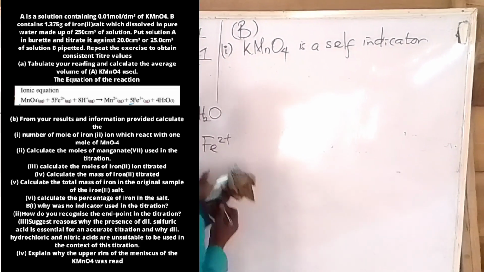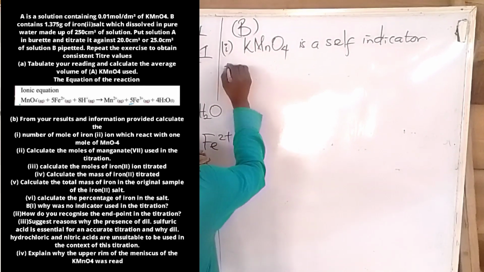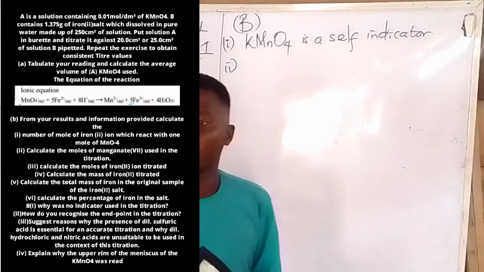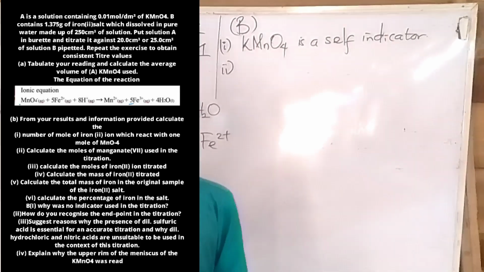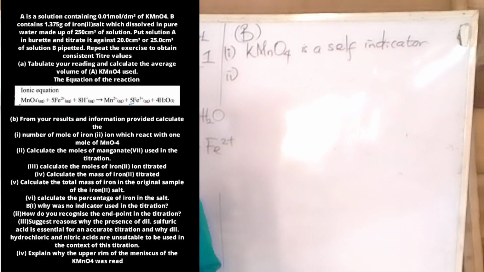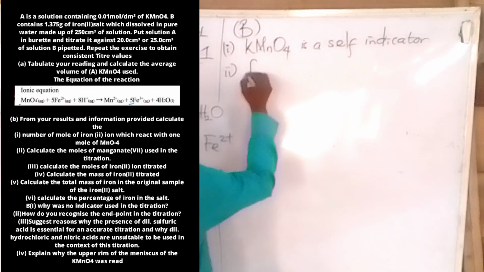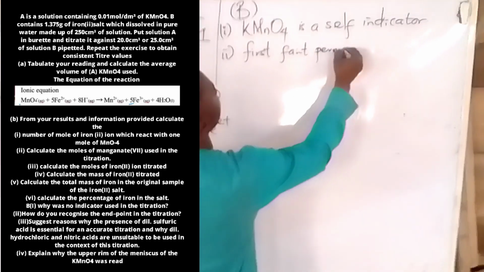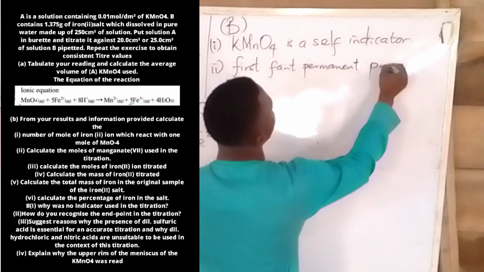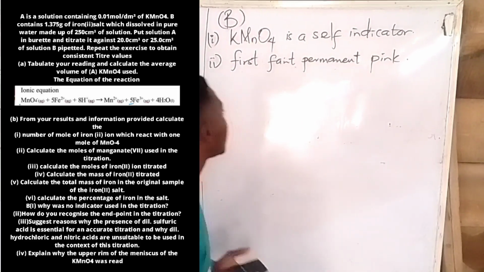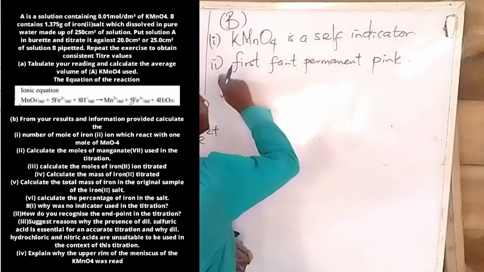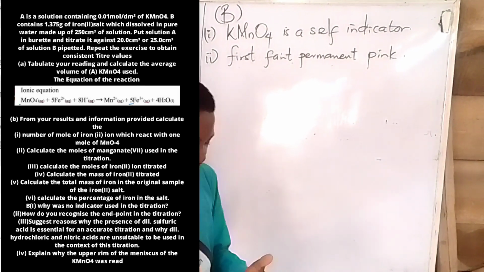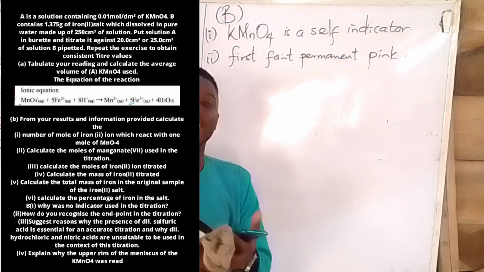The question, Roman figure 2 of that B, says, how do you recognize the end point of the titration? Immediately you see the first faint permanent pink. This is the color that will make you understand that we have gotten to the end point. The first faint permanent pink is the one that will make you recognize the end point of the titration.